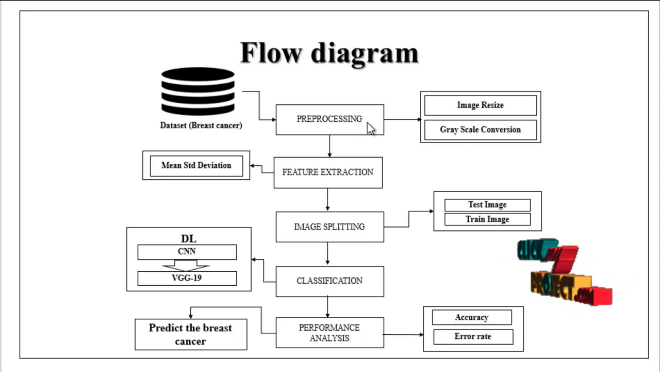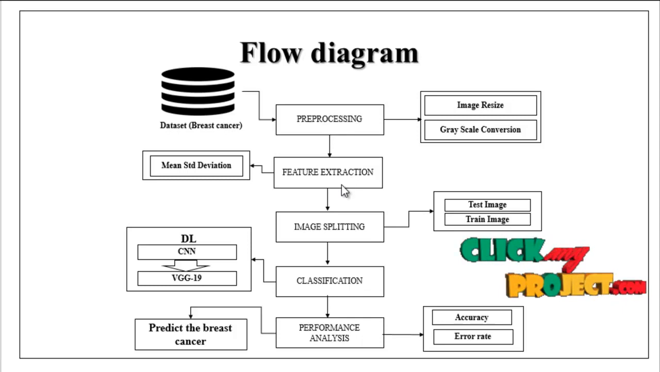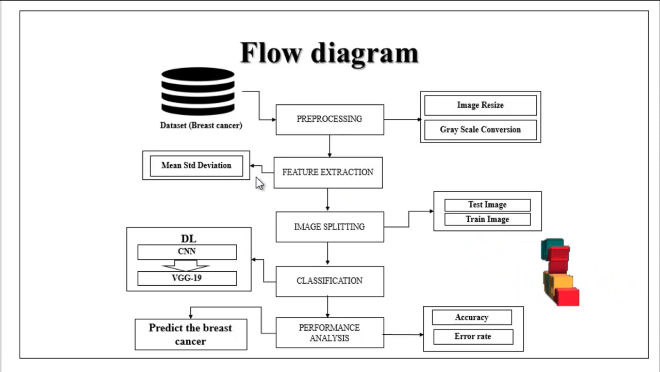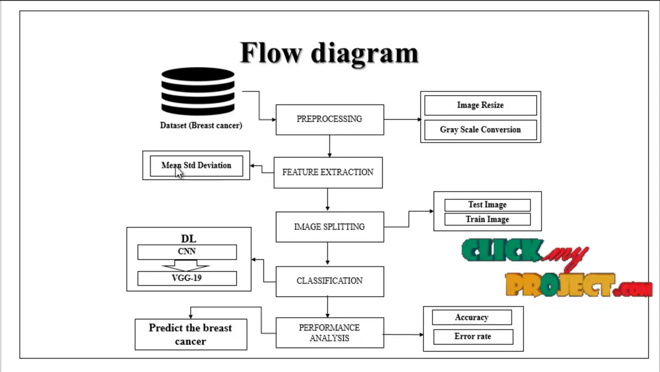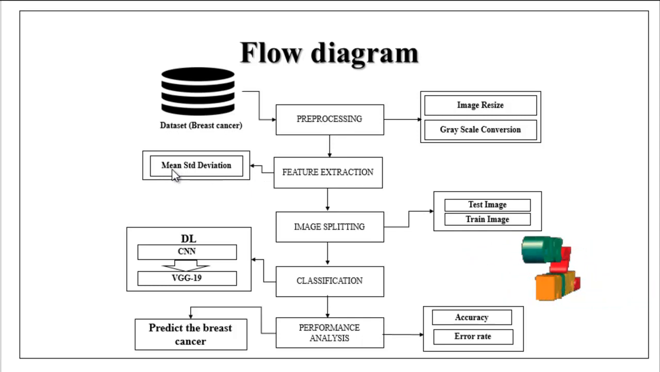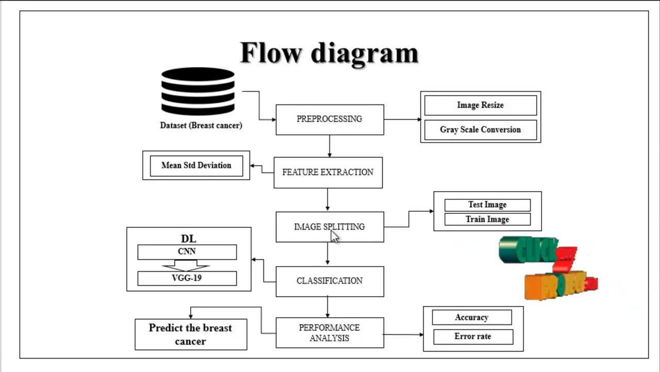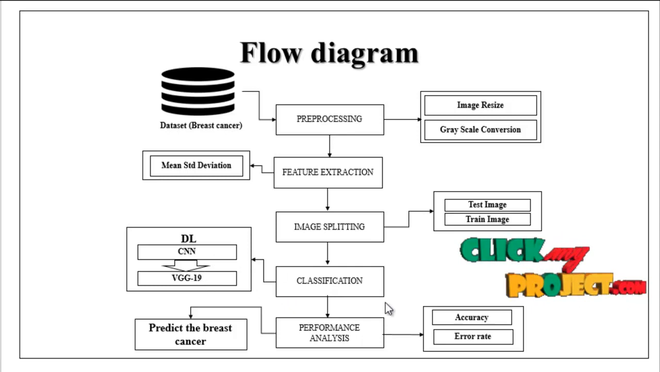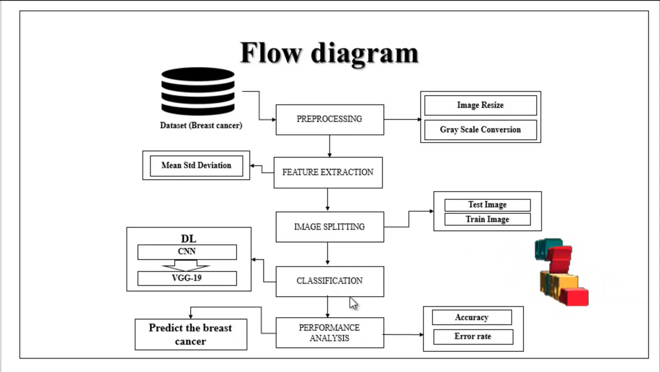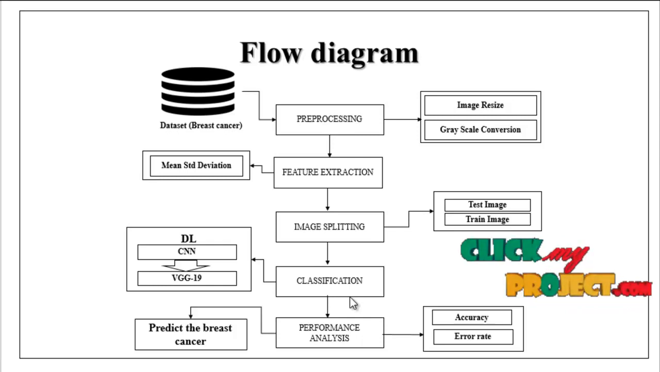The pre-processed image is carried to the feature extraction module. Here we extract the features from the pre-processed image by calculating mean and standard deviation. The extracted features are carried to the image splitting module. In this step, we split the images into testing and training. The split images are carried to the classification module. Here we implement deep learning algorithms such as convolutional neural network and VGG19. With the help of the classified data, we can estimate some performance as well as the prediction.